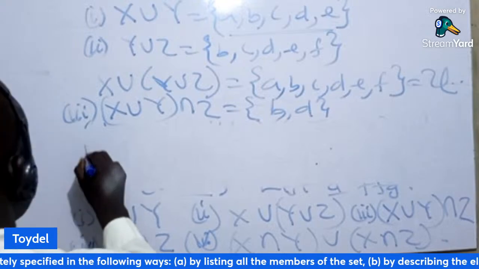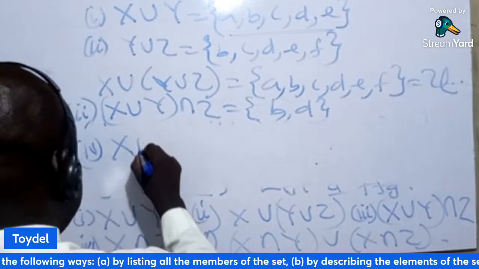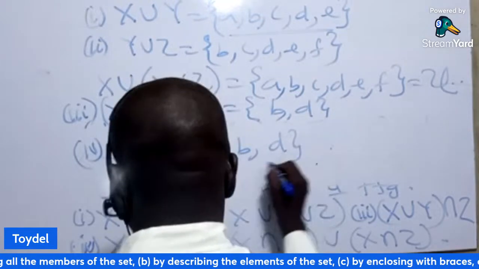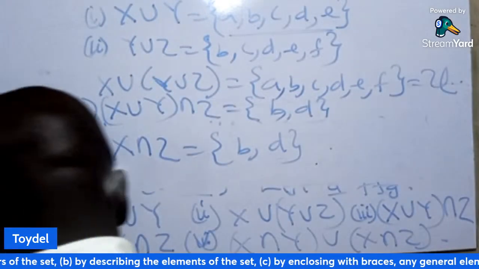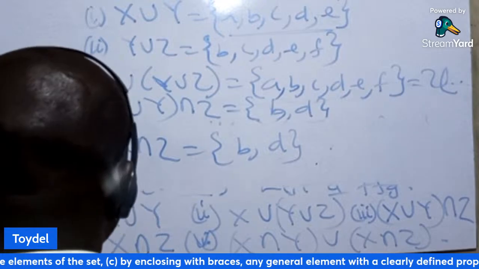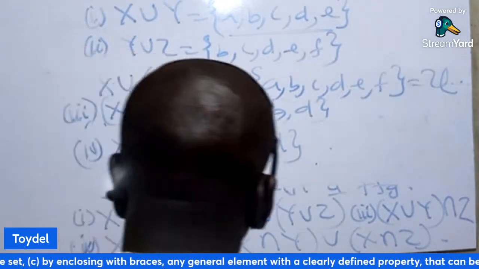Then the fourth one, we have X intersection Z. They have BD as something that is common. X intersection Z has BD.